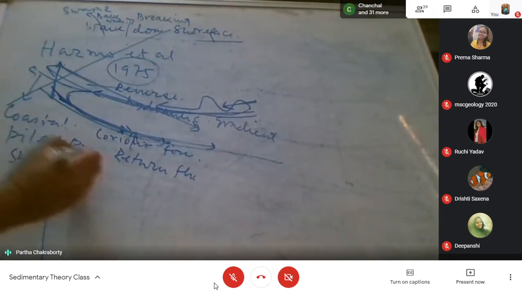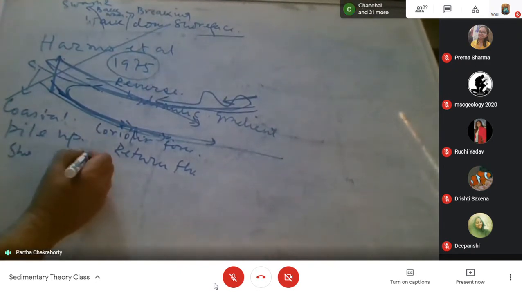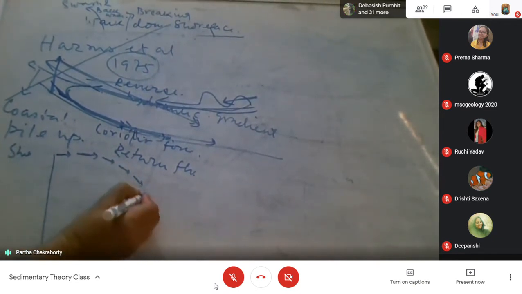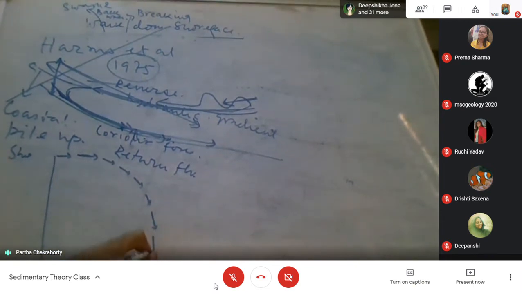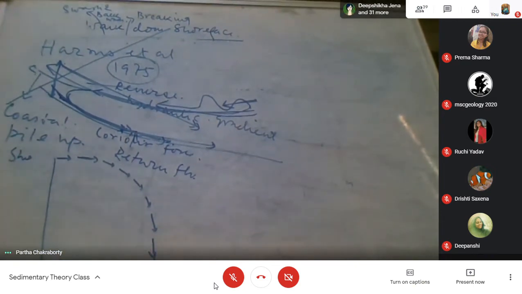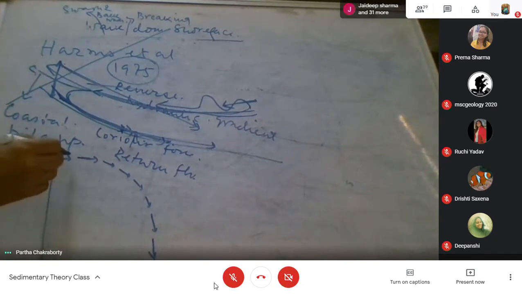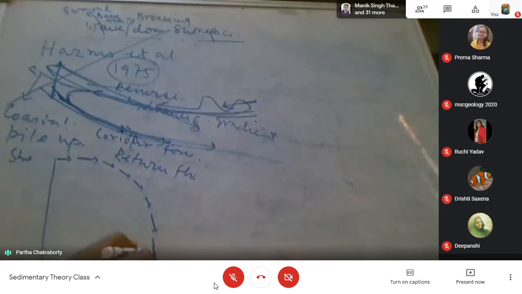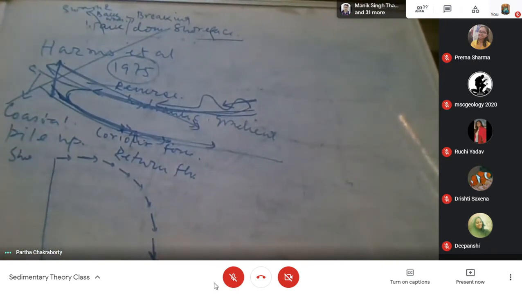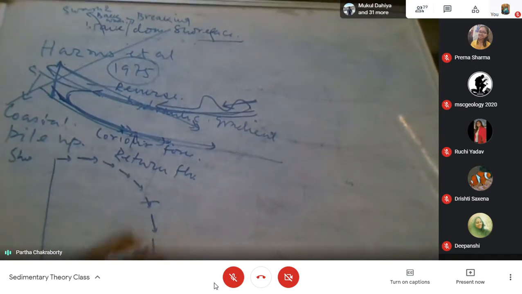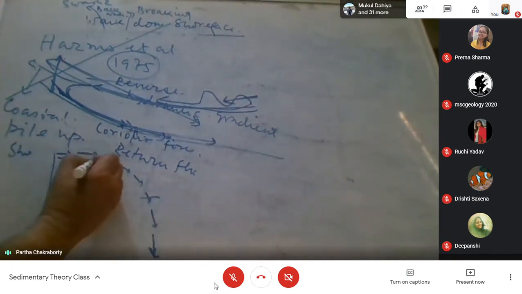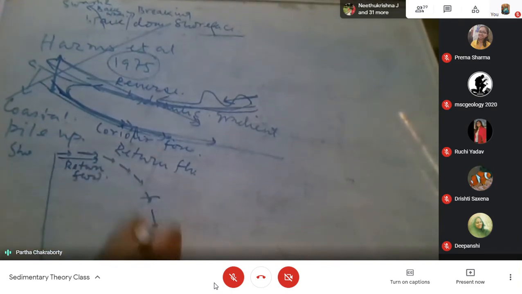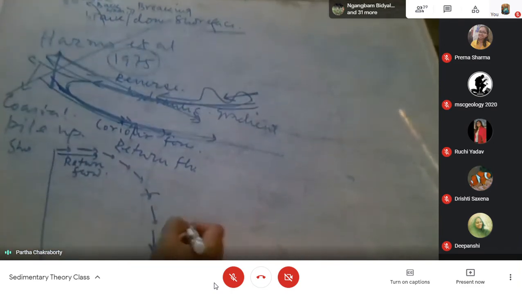Now this Coriolis force starts deviating this flow, and finally it makes the flow parallel to the shoreline. So the flow starts perpendicular to the shoreline, but on reaching the shelf, it becomes parallel to the shoreline. When it becomes parallel to the shoreline, this is what we call the return flow. And when it becomes parallel to the shoreline, we call it geostrophic flow.